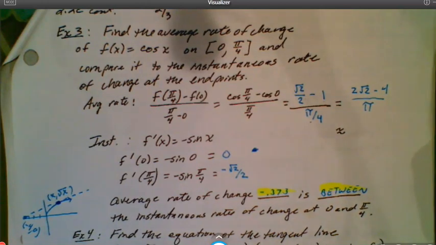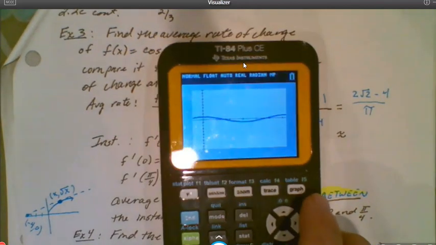So for this one, we're looking at the function of cosine x, going from 0 to pi over 4. What we're going to do is get the instantaneous rate of change at each of those endpoints and compare it to the average rate of change from here to here. And this is what that would look like.